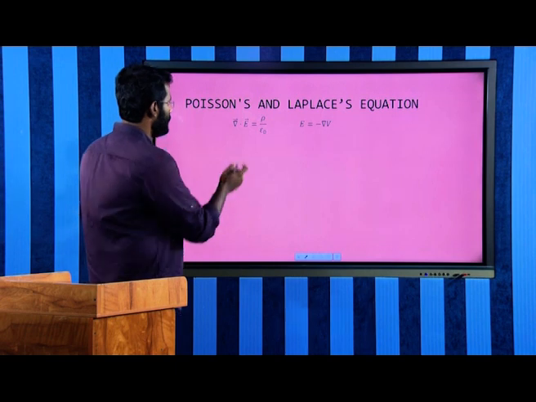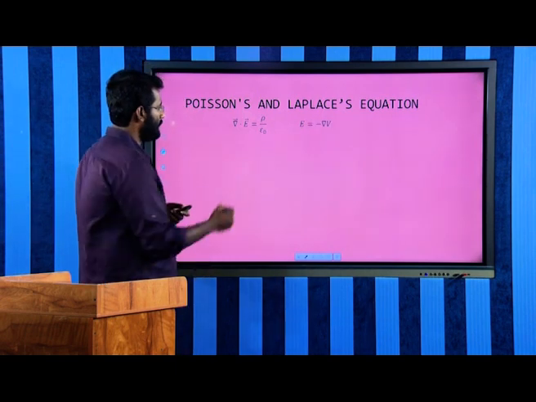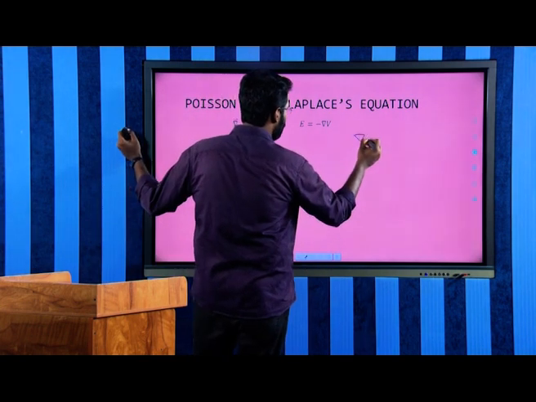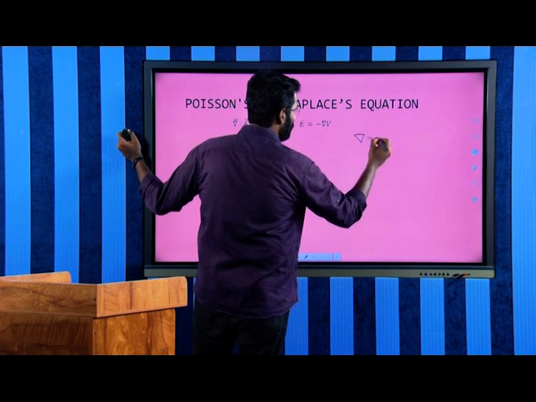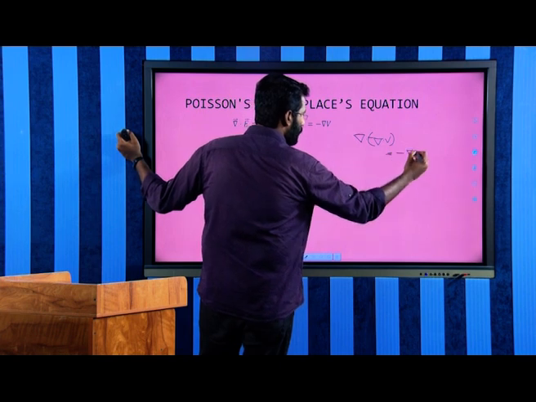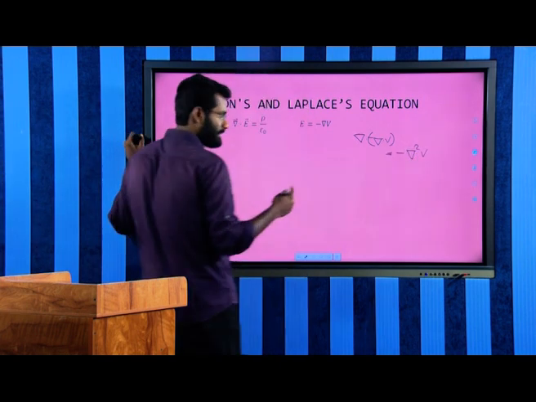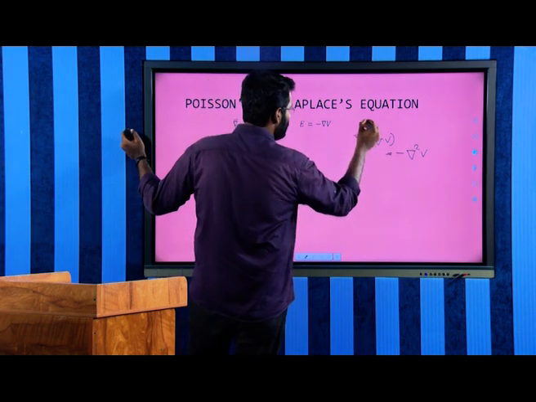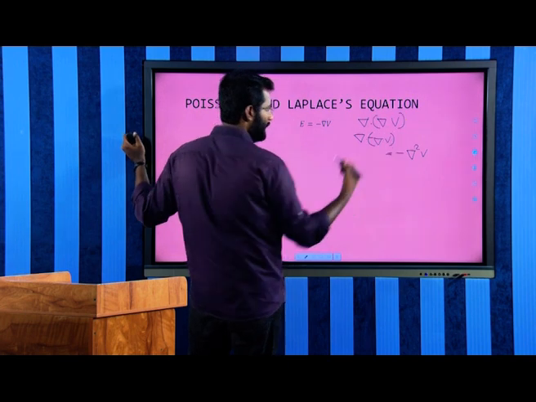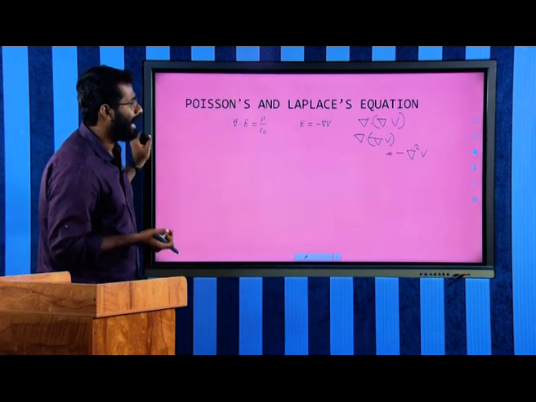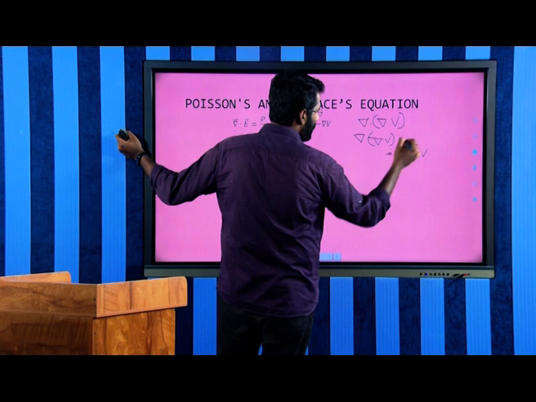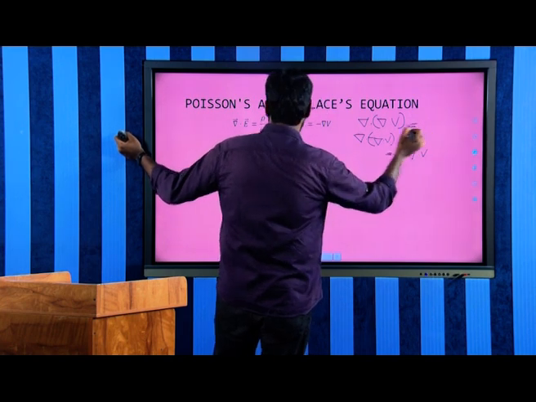Instead of this E we can substitute from here, that becomes del dot of minus del V. So del dot minus del V, we write it as minus del square V. Now I will explain what this del square is. You first see that we are taking the del dot of del V. So del V is the gradient of a scalar function called the potential, and we are taking the divergence of that, that is del dot del V, or we call it del square V.